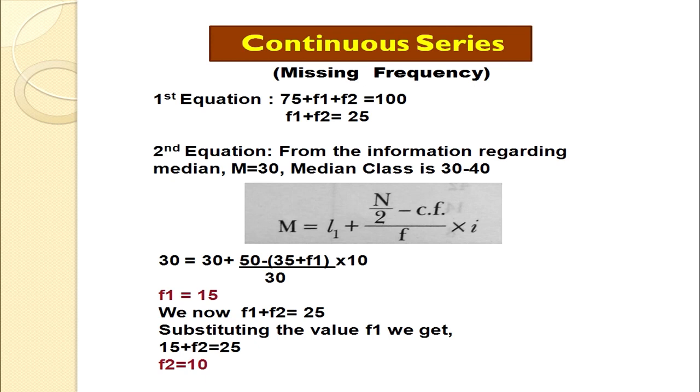Now, what are we going to do? We are going to substitute the value of F1 in the equation F1 plus F2 is equal to 25. Hence, we get F2 is equal to 10. So, students, we have learned how to compute median in case of missing frequency also.